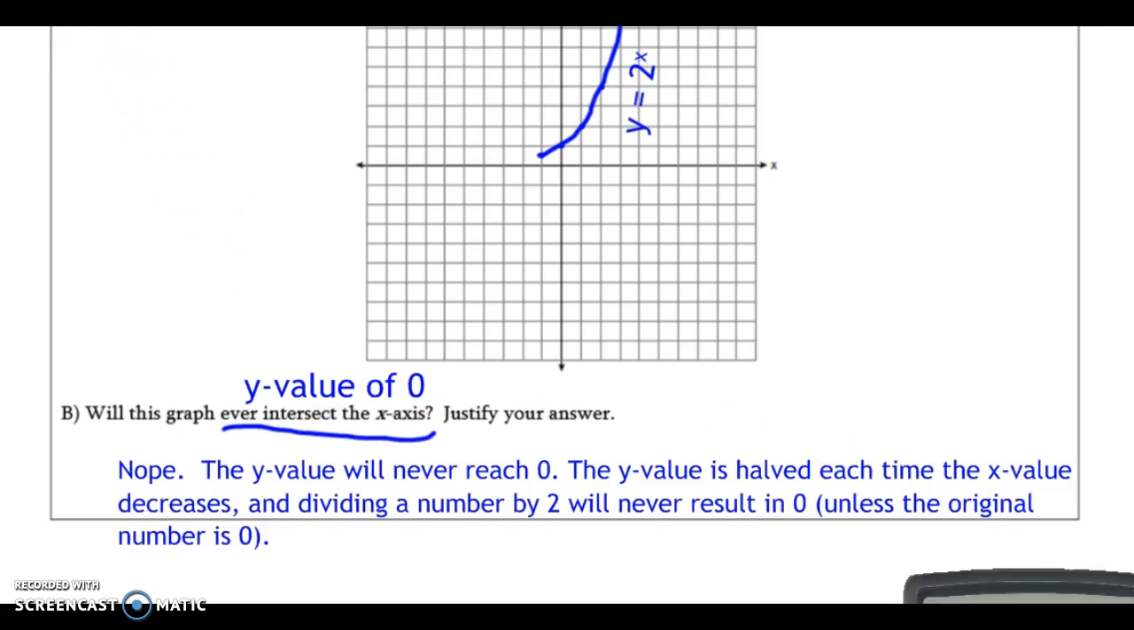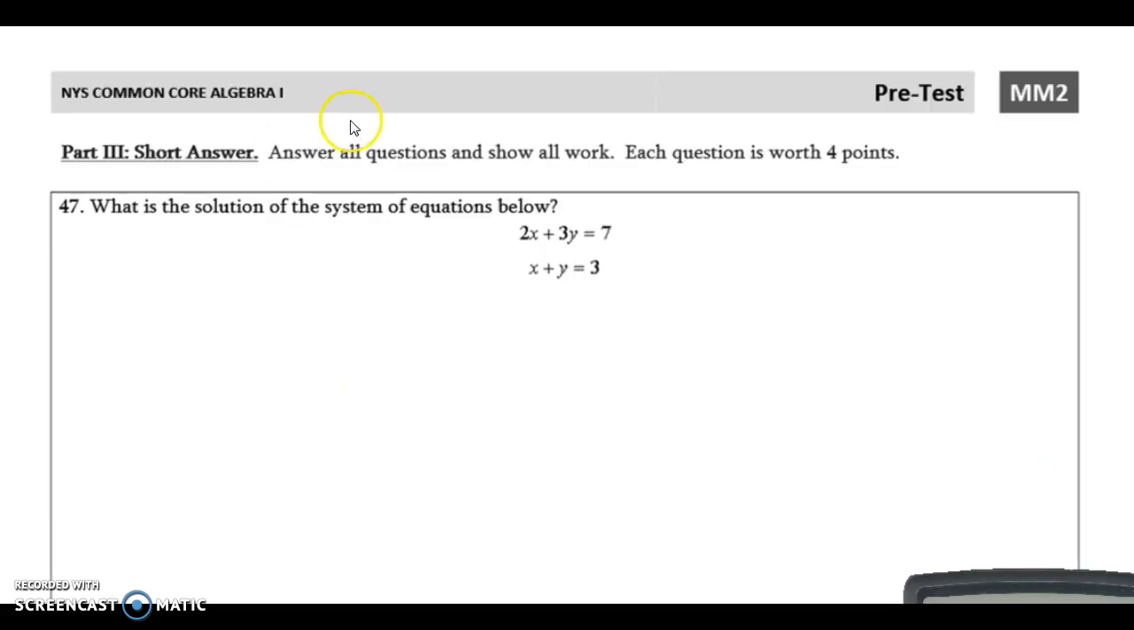We're going to move on to the next page of the pre-test here, the short answers. Question number 47 asks, what is the solution of the system of equations below? What we can do to solve this system of equations is, well, there's a couple different things. We could graph both of them and see where the two lines meet. We could take one of them and substitute it into the other, or we could use elimination to try to eliminate one of the variables and then solve for the other one.